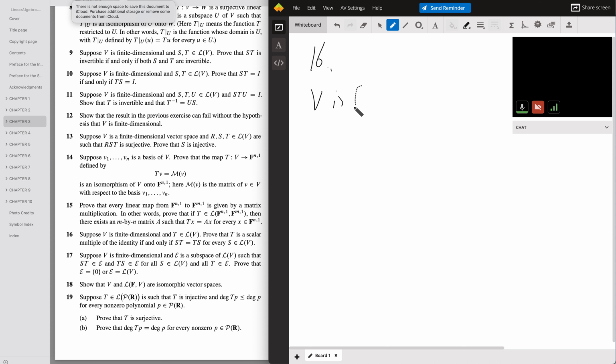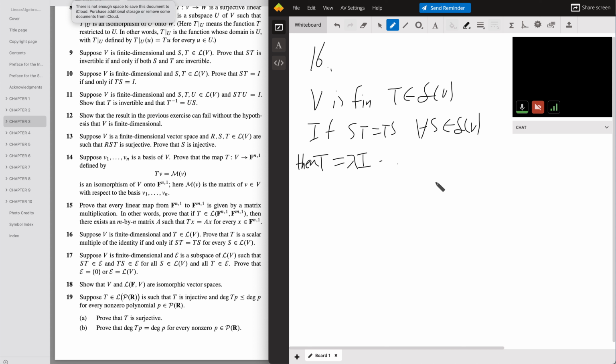Suppose we use finite dimensional. T is an operator. Put that T is a scalar multiplied in the, okay. Oof, okay. Yeah, no, that's rough. Okay. So if ST equals TS for every S in the linear operator space, then T is some multiple of the identity. So let's try to show this way, and then we'll show the other way. Okay. I think that might be decent to do.